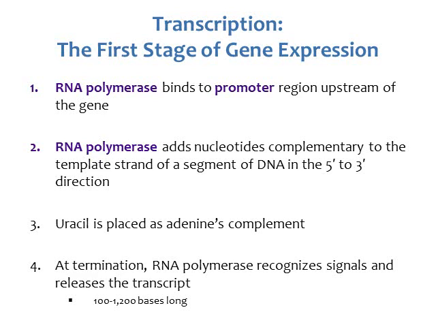So step number 4, at termination, your RNA polymerase, that enzyme, recognizes the termination signal and releases the transcript. Okay. And your termination sequence is 100 to 1,200 base pairs long. But you have this promoter, the starting where your RNA polymerase binds on, your RNA polymerase travels down, making a complementary strand, and then it reaches a terminator, and your RNA polymerase releases everything.